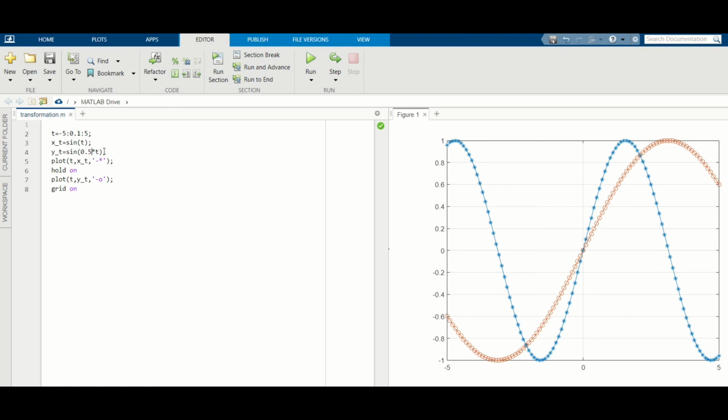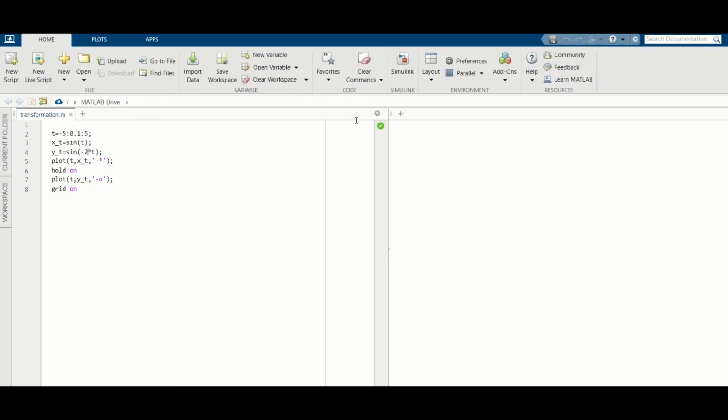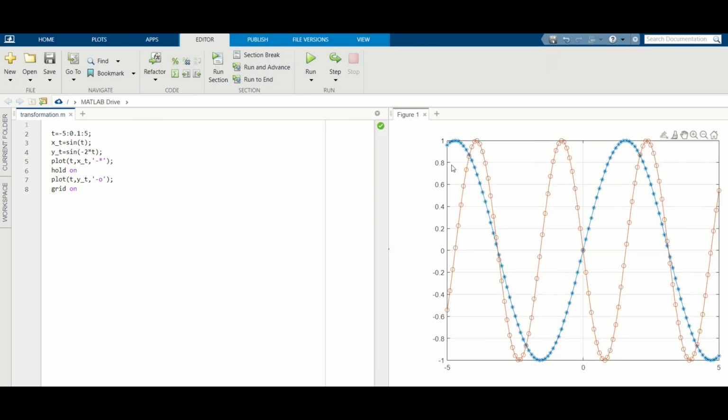Let's have a quick look at that. Suppose I take -2 here. What it is doing is first compressing the signal by that factor and then reflecting it about this axis. So you'll get a reflection of that as well.